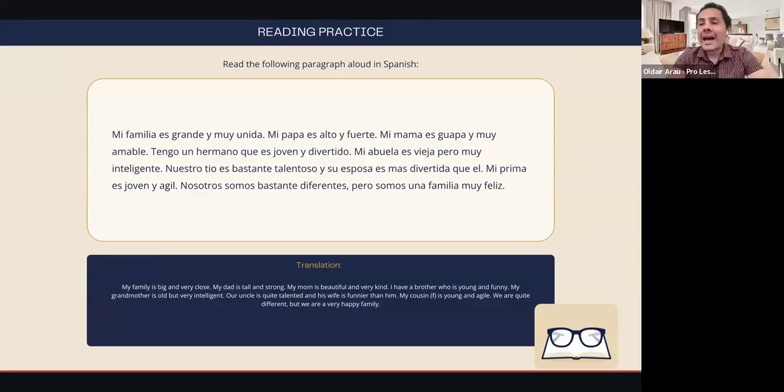My cousin is young and agile. We are quite different, but we are a very happy family. Okay? Very interesting paragraph, useful. If you want to memorize some of this, do it because it helps memorizing paragraphs like this. So here we go in Spanish, if you can repeat after me.